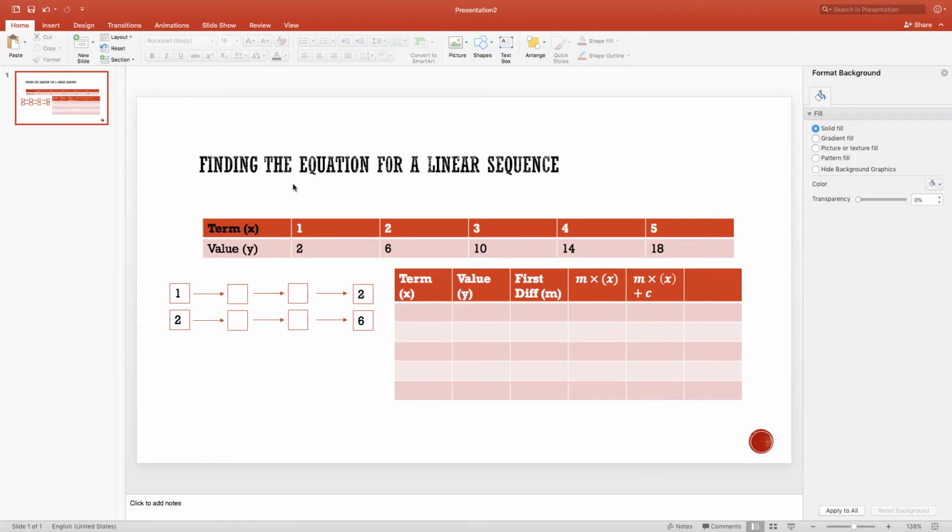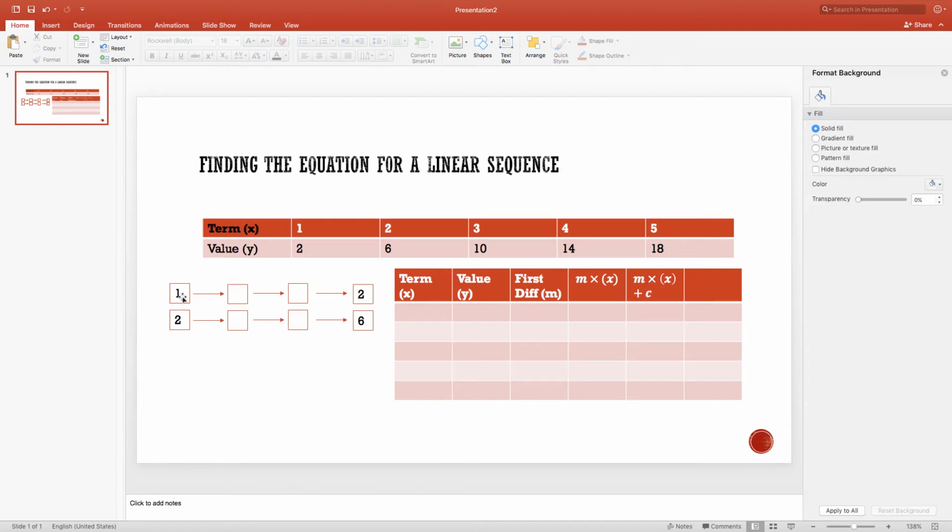Tutorial, I want to do the same as I did with the pattern to a sequence. So here we have a linear sequence. We have terms 1, 2, 3, 4, and 5. The value of term 1 is 2, the value of term 2 is 6, the value of term 3 is 10, the value of term 4 is 14, and the value of term 5 is 18.